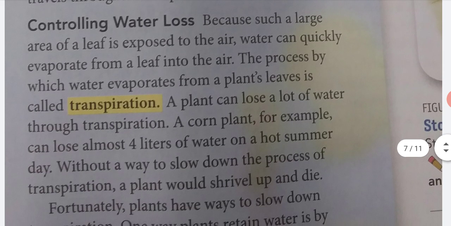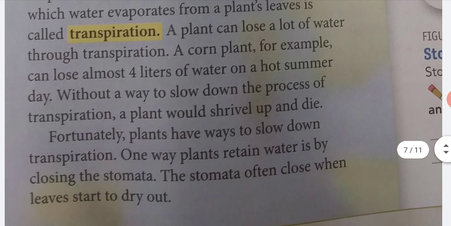Controlling water loss. Because such a large area of a leaf is exposed to the air, water can quickly evaporate from a leaf into the air. The process by which water evaporates from a plant's leaves is called transpiration. A plant can lose a lot of water through transpiration. A corn plant, for example, can lose almost 4 liters of water on a hot summer day.